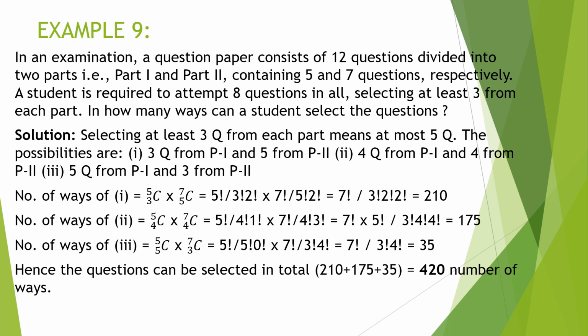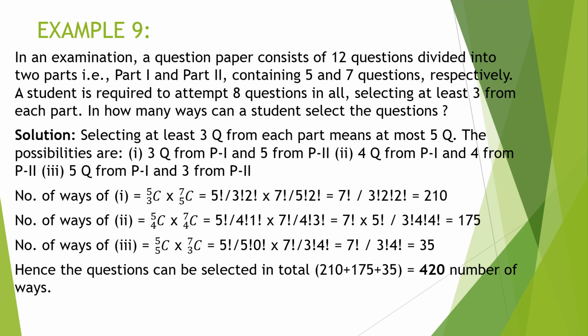So number of ways in the first case. First case is 3 questions from part 1. That means totally 5 are there, from that 3. So 5C3 into 5 questions from part 2. 7 are there in part 2. So 7C5. So 5C3 into 7C5, on simplification it is 210. Second case, the number of ways, 4 from part 1, 4 from part 2. So 5C4 into 7C4, which is 175. Third case, 5 questions from part 1 and remaining 3 from part 2. So 5C5 into 7C3, which is 35.